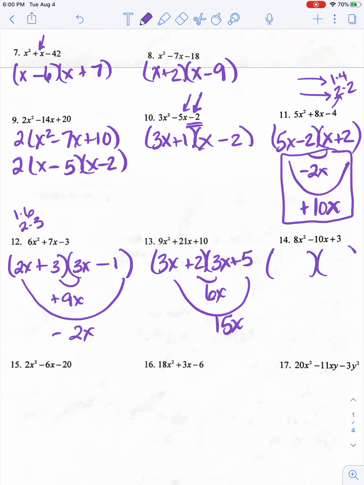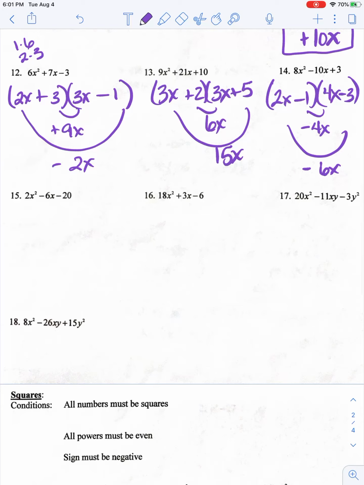So let's try 2x and 4x, and let's go, yep, 3 and 1. There's your 4x, there's your 6x. I want a negative 10. There you go. That gives me my negative 10, and it still gives me my positive 3 in the back.